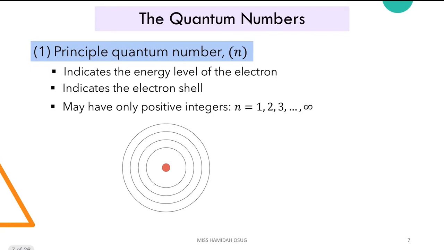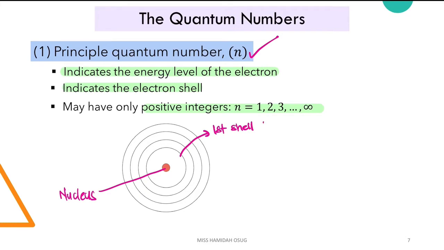The first quantum number is called the principal quantum number. With the symbol small n, the principal quantum number indicates the energy level of the electron, and also the electron shell. It will only have positive integers, equal to 1, 2, 3, and up to infinity. So let's take a look at this model.